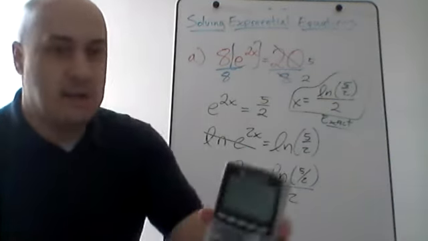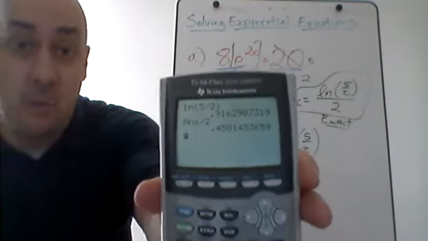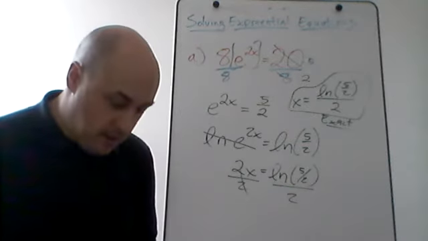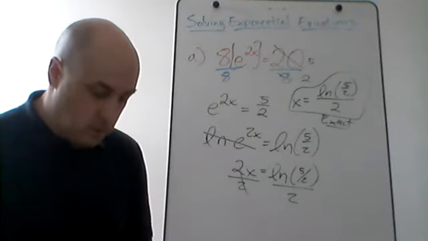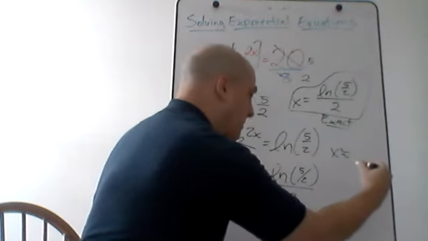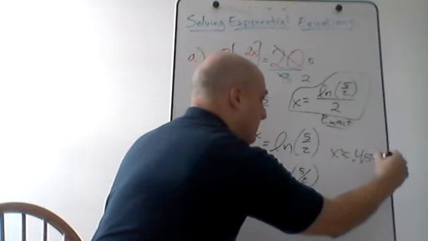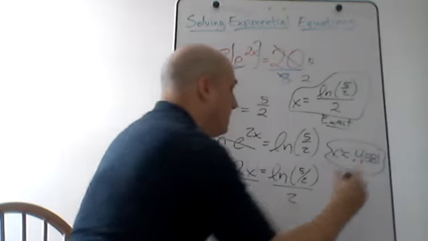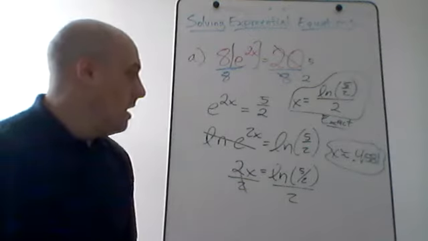So I do that divided by 2, and I get my approximate solution for this equation, which is 0.4581. So x is approximately equal to 0.4581. All right, so there's my approximate solution.